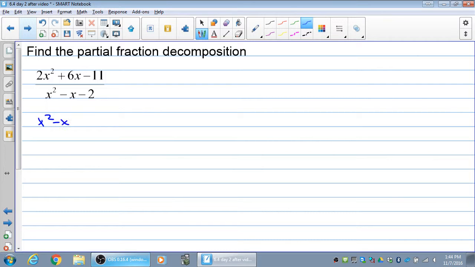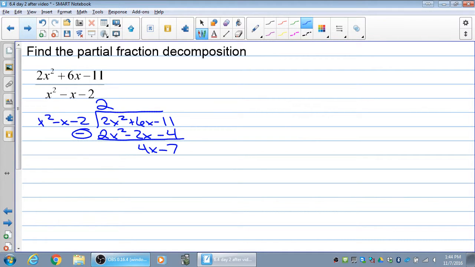X squared minus x minus 2. 2x squared plus 6x minus 11. And usually this long division is only 1 or maybe 2 steps at the most. 2x squared minus 2x minus 4. We have to subtract. 4x minus 7.